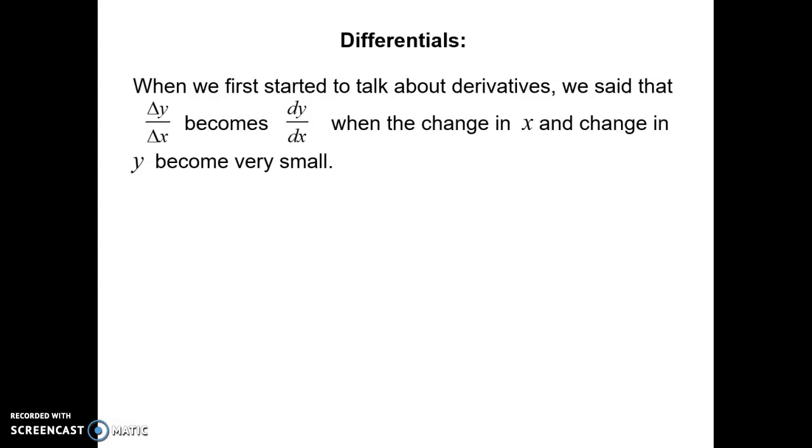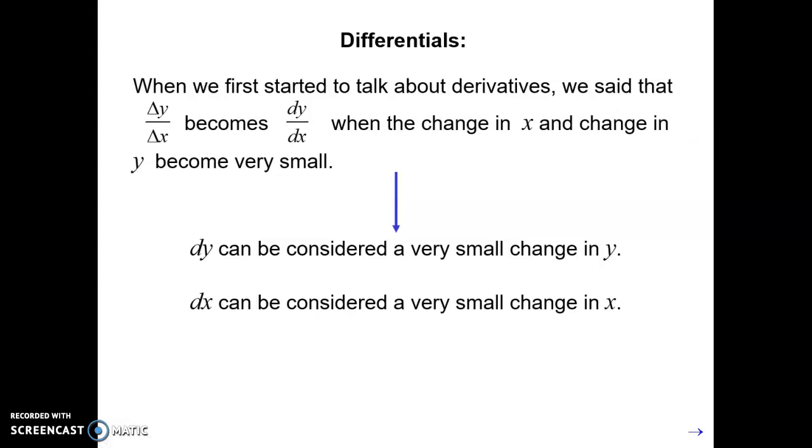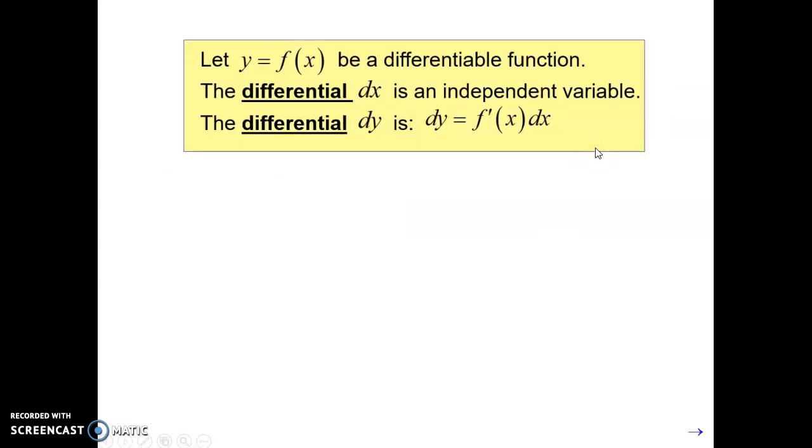However, Newton said if we have a very small change in y and a very small change in x, then we can take this notation apart, and each piece, dy and dx, is called a differential. So dy can now be considered a very small change in y, and dx can be considered a very small change in x. Each piece is now called a differential. When we put the pieces together, we still bring it back to the derivative of y with respect to x.